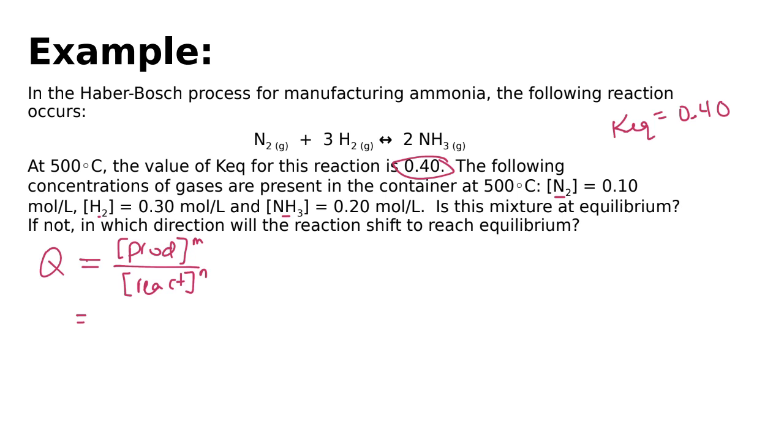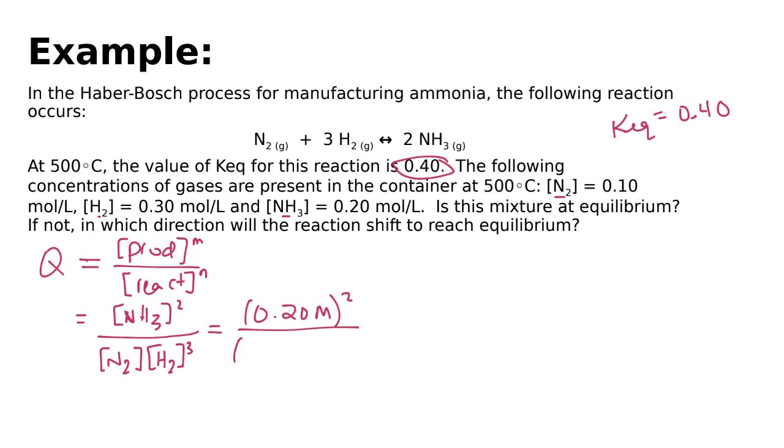So in this case, my products are ammonia, and I raise it to the power of 2. And then I divide by the concentration of nitrogen to the power of 1, times hydrogen to the power of 3. Again, no ICE chart here because we don't know that it's at equilibrium. We're trying to check it out. So we use the instantaneous concentration. So make sure you're putting the right things in. Ammonia is 0.20 molar squared, divided by nitrogen, which is 0.10 molar, and then multiplied by hydrogen, which is 0.30 molar to the power of 3. Okay, no ICE chart. So we do the math on that and we get a value of 14.81.